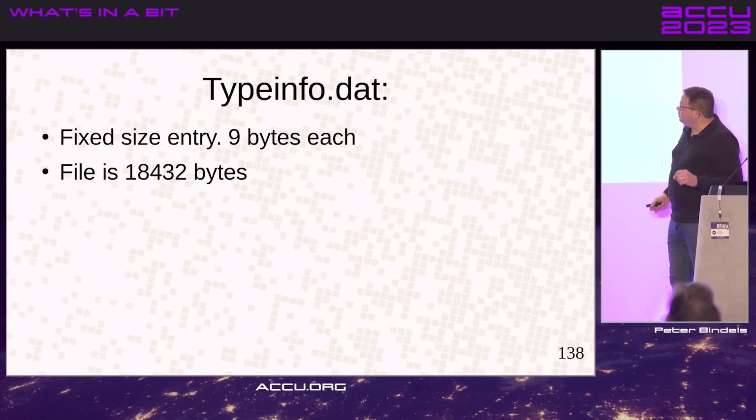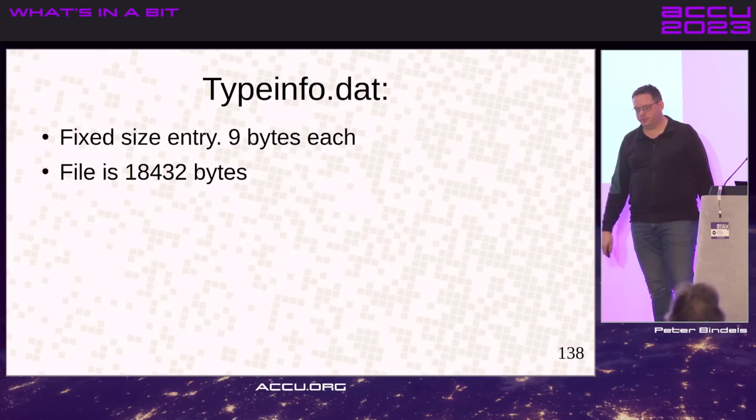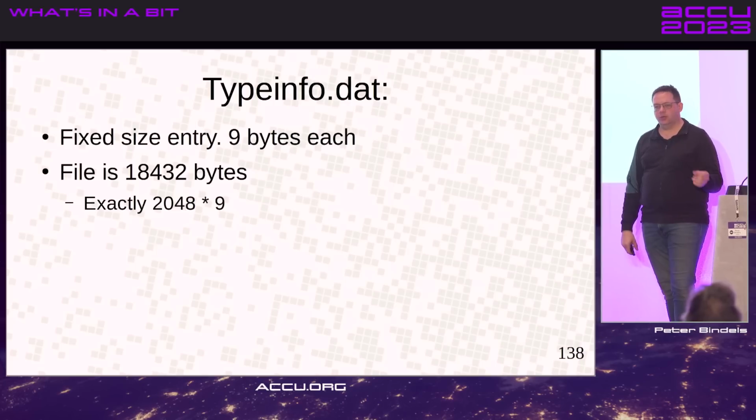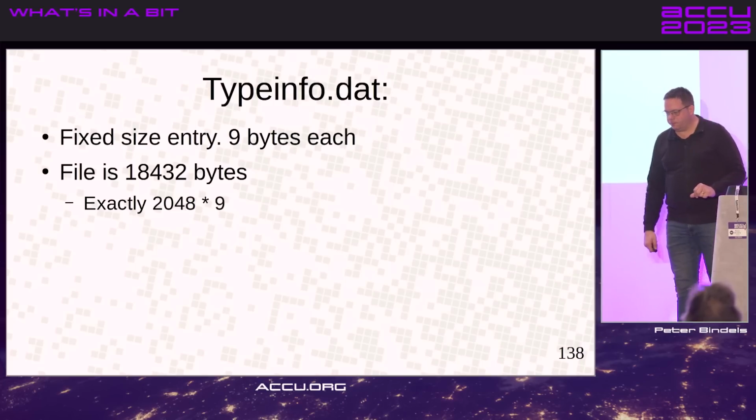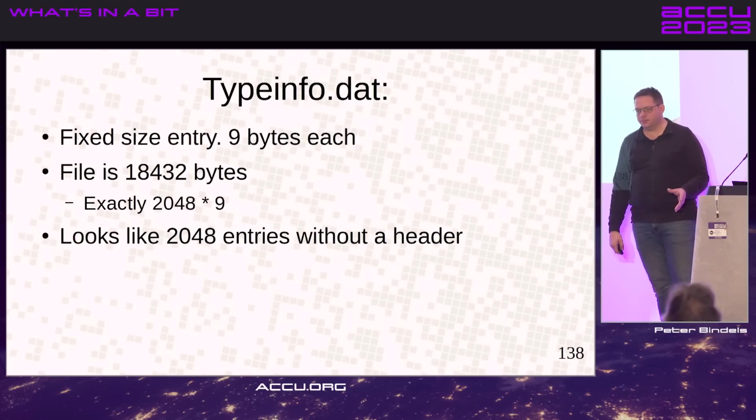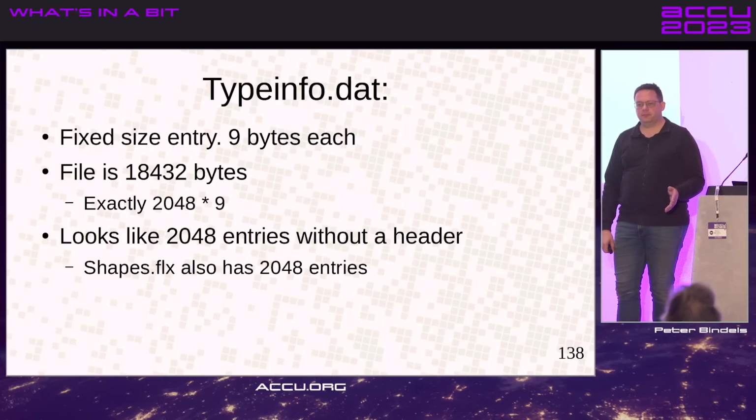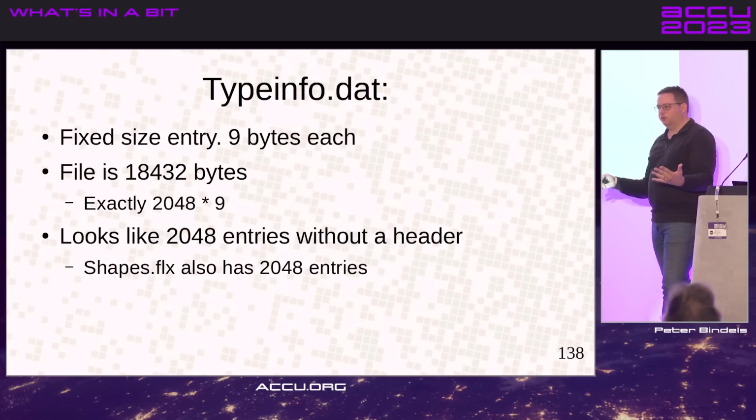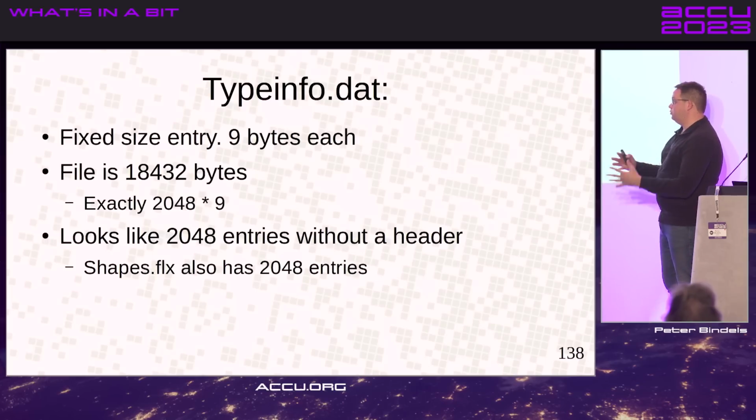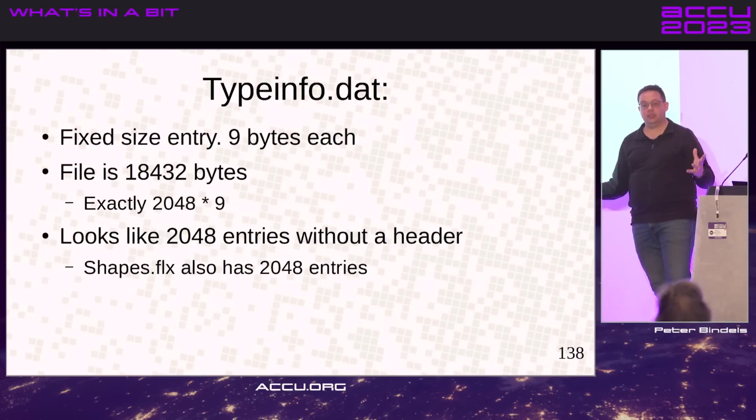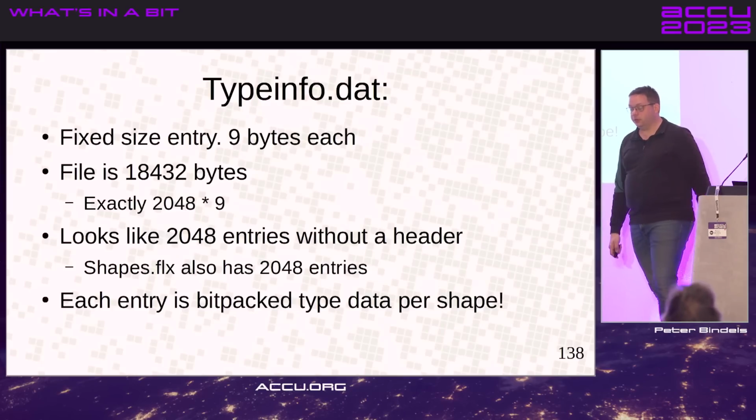We can also first check to see if we're actually correct. We think they're 9 bytes each, and the file is 18,000 something bytes, which means we have 2,048 entries. That's a nice round number for developers. There's a different file that has 2,048. It's one of the FLX ones. It's shapes.flx. So this is type info referring to shapes. So I'm guessing there are 2,048 shapes, and this is describing how they should behave, and the shapes are just describing how they look. That looks nice.